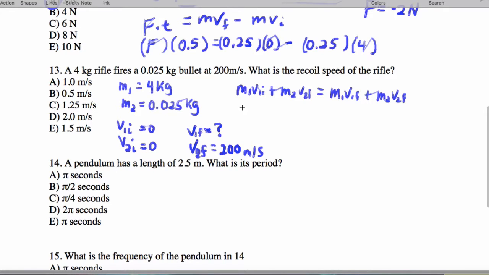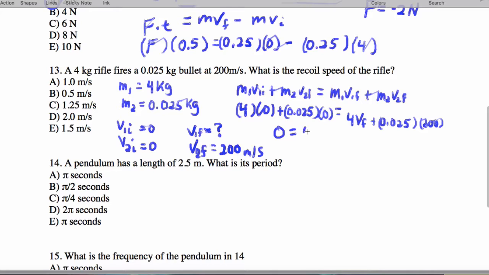Now as we keep going here, we're going to get 4 times 0 plus 0.025 times 0 equals 4 times our unknown final speed plus 0.025 times 200. So this is going to end up giving us some useful numbers. Let's actually work out this math. I'm going to get 0 here on this left side equals 4VF plus 5. And so when I get VF, VF is going to end up being, when I do this math, 1.25 meters per second.